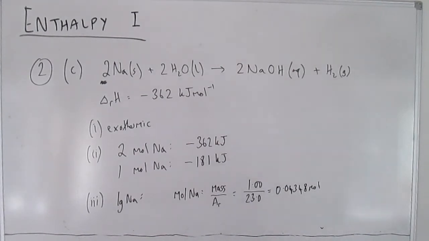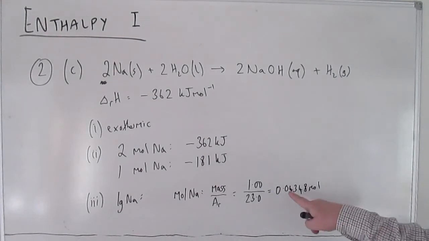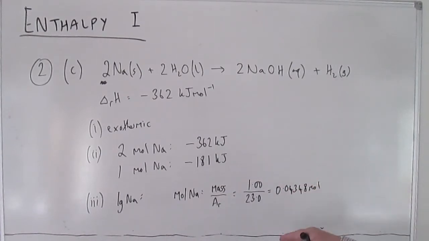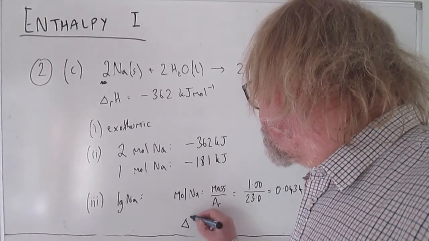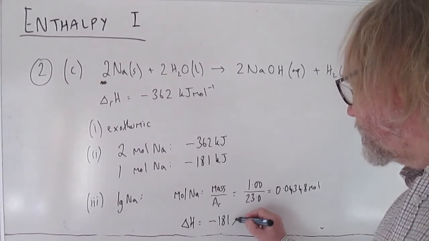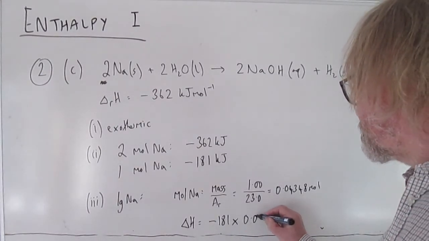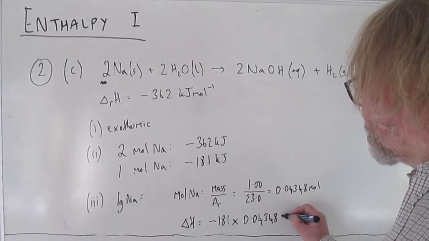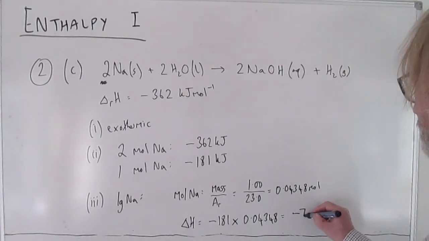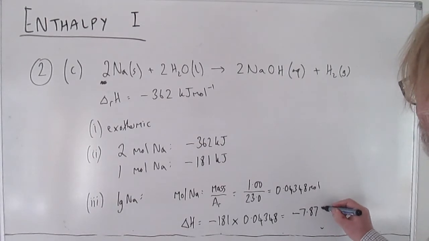And we know that 1 mole gives you minus 181 kilojoules. So if you've got that number of moles, you've just got to multiply minus 181 by however many moles you've got. In other words, minus 181 times that number. So delta H is equal to minus 181 for each mole, times the number of moles you've got, times 0.04348, which gives you minus 7.87 kilojoules.